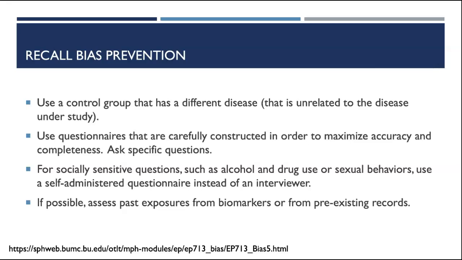You don't want to compare cases with a disease to a control group that's perfectly healthy, because you might set yourself up for a situation where the recall of that past exposure is going to differ across those groups. You can also use questionnaires that are carefully constructed in order to maximize accuracy and completeness. You want to make sure you're asking specific questions. For socially sensitive questions such as alcohol and drug use or sexual behaviors, you can use a self-administered questionnaire instead of the interviewer conducting the survey. And if possible, you want to assess past exposures from biomarkers or pre-existing records. If you can go back and confirm things with biomarkers or some sort of pre-existing record, that is going to help ensure that the classification is appropriate for those exposure levels.